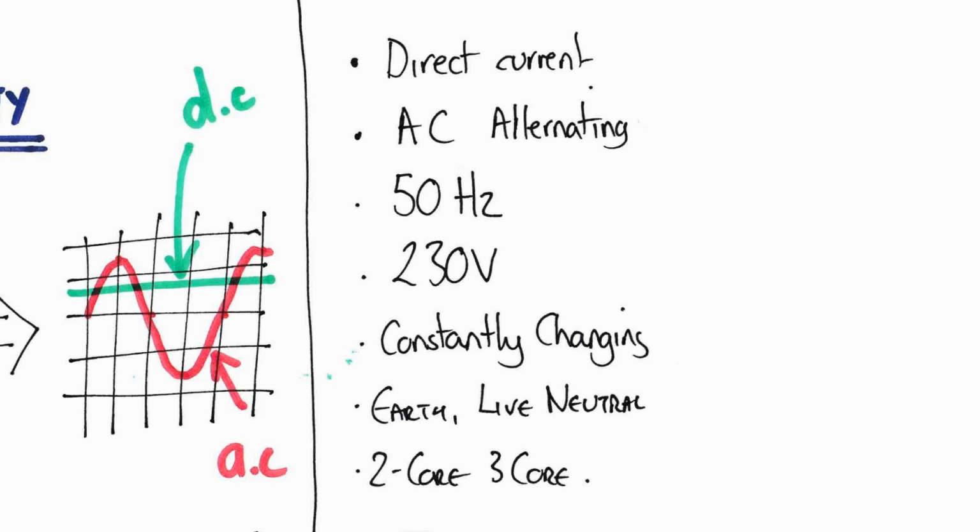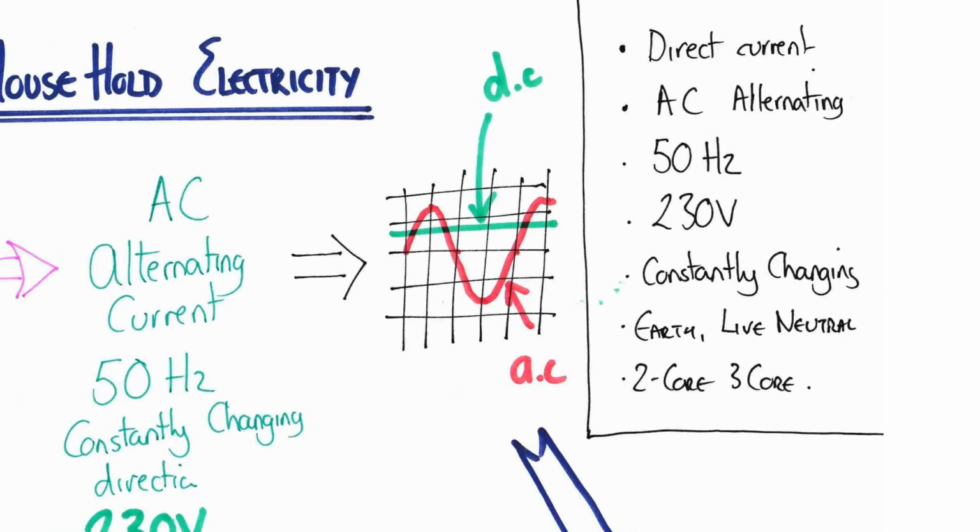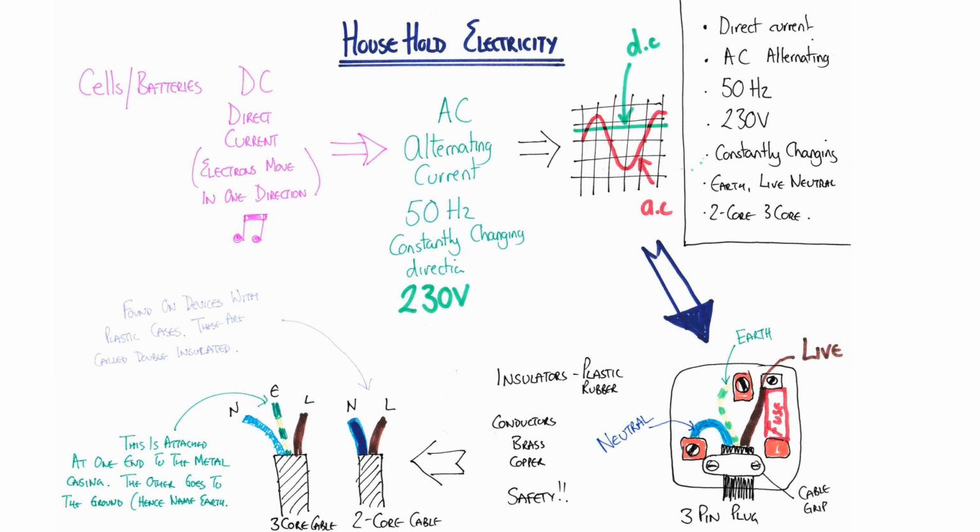And you need to know what we mean by 2-core cable. That's the one with no earth wire, and 3-core cable, which has got the earth wire. 2-core cable is used if your device is made of plastic, and that is known as double insulated. Make sure you know that. Double insulated. If it's got 2-core cable, it means it's made of plastic, so it's therefore double insulated. 3-core cable is for other devices that have perhaps a lot of metal on the outside. And that there is household electricity.